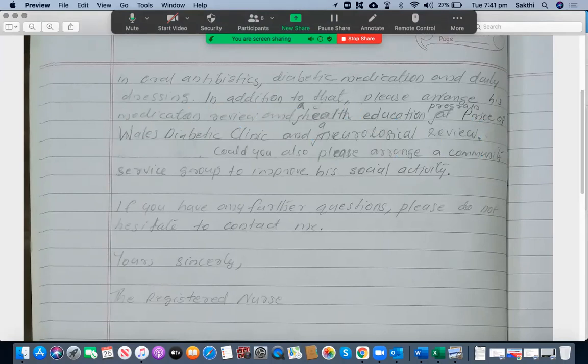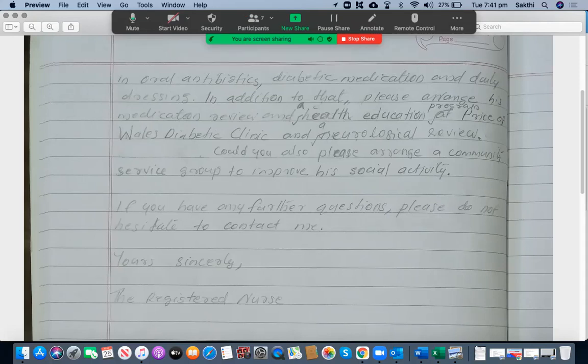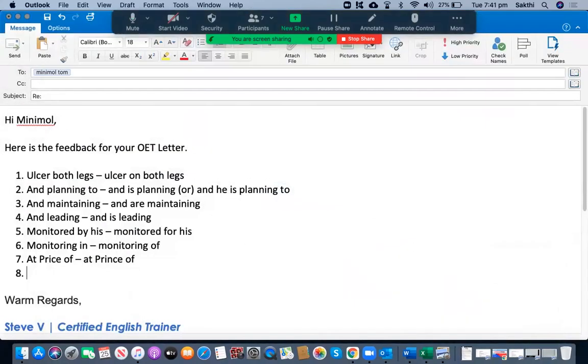Could you also please arrange community service group? Okay, good, to improve his social activity. Okay, this is a question, isn't it? You have to put a question mark, not a full stop. Am I right? Yes, sir. Yep, it's a simple thing. Replace the full stop with the question mark.